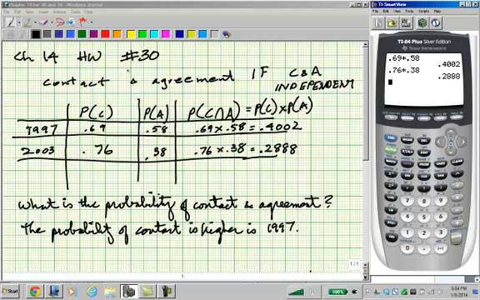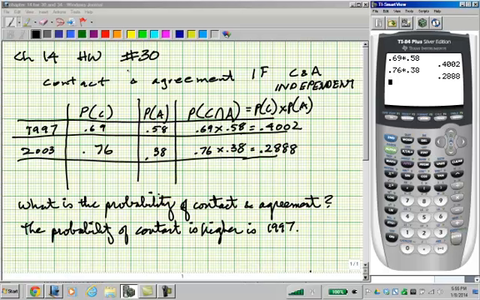around 40%. In 2003, you have an agreement rate of just 38%. So you got 0.76 times 0.38 for a survey. You're going to get a positive survey rate of a little bit less than 30%. So we've answered the questions: what is the probability of contact and agreement for the two years, 1997 and 2003, around 40%, a little less than 30%.